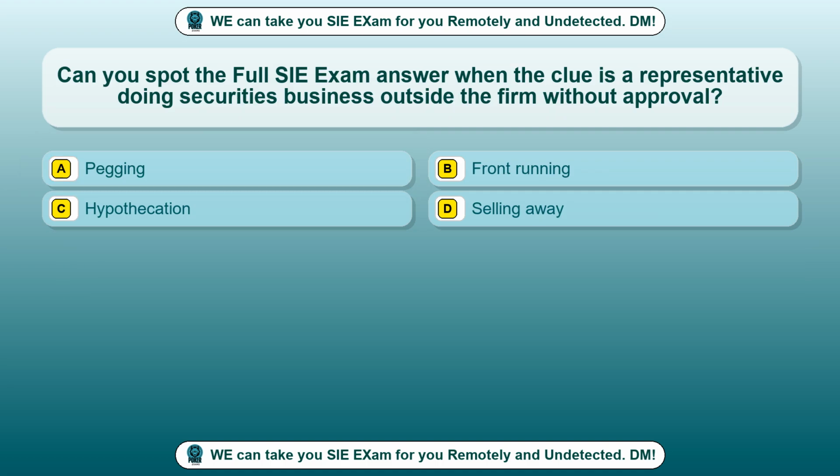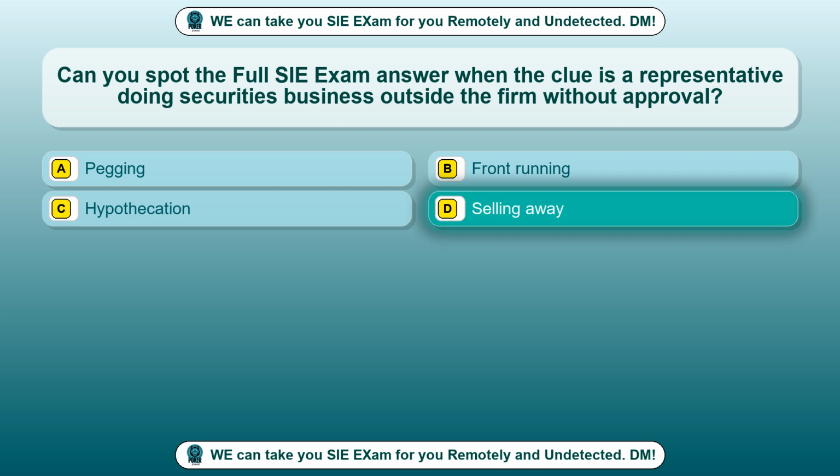Question 10. Can you spot the full SIE exam answer when the clue is a representative doing securities business outside the firm without approval? Option A, pegging. Option B, front running. Option C, hypothecation. Option D, selling away. The correct answer is option D, selling away.